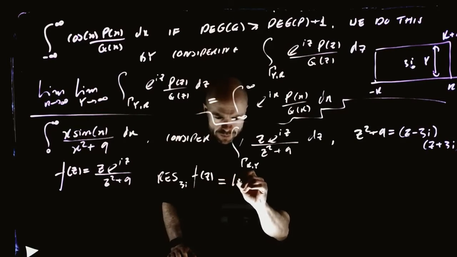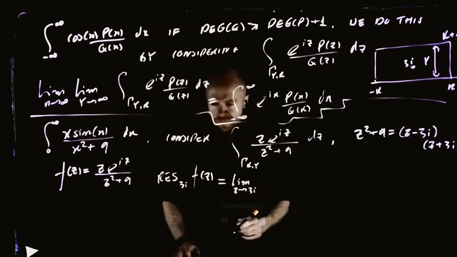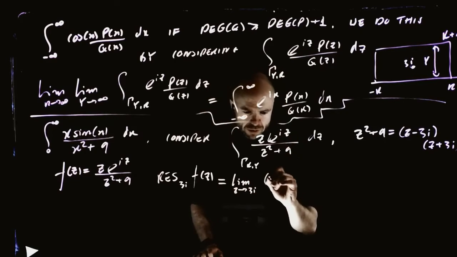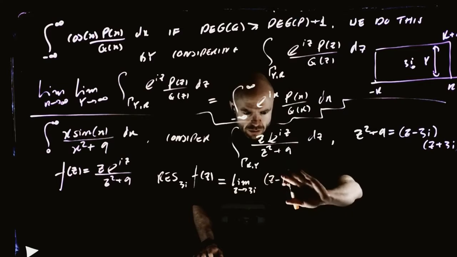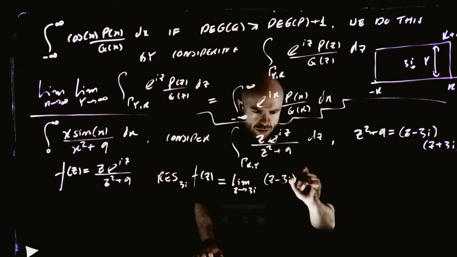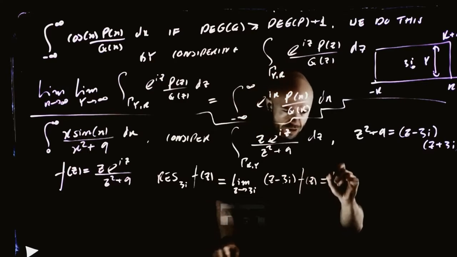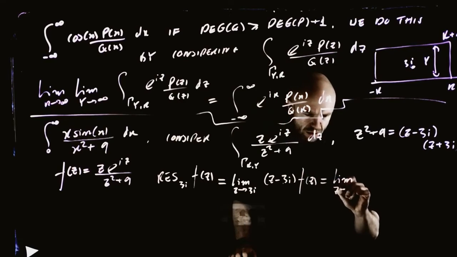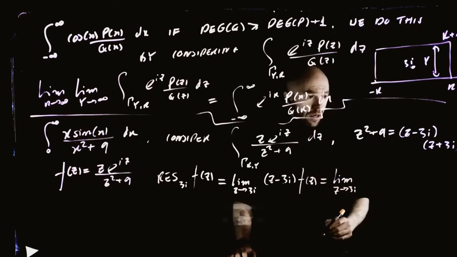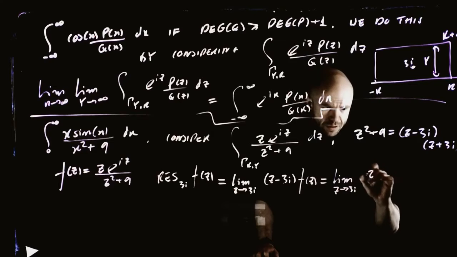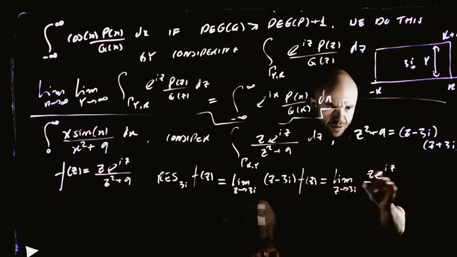And this is the limit as z goes to 3i of z minus 3i times f of z. Let's write out what this is. This is the limit as z goes to 3i. And what do we have? We have z e to the i z over this thing.